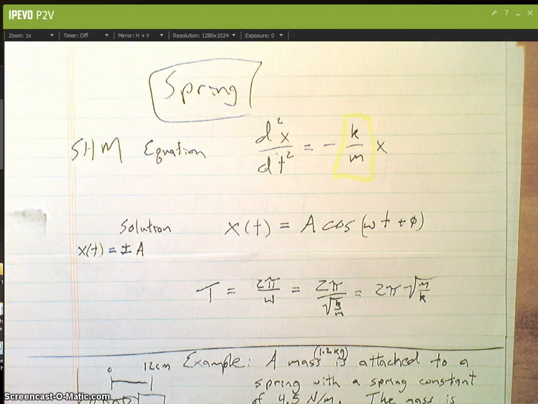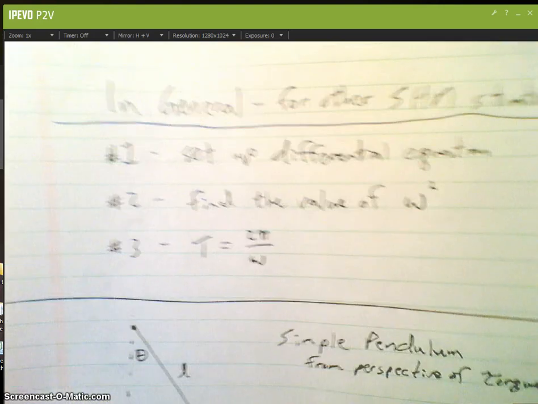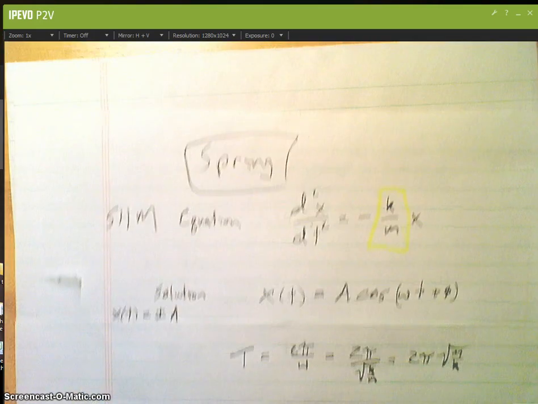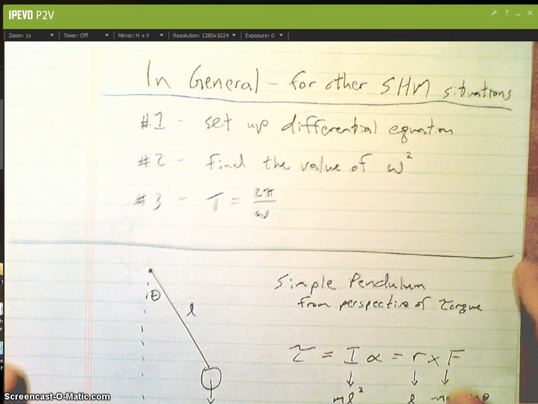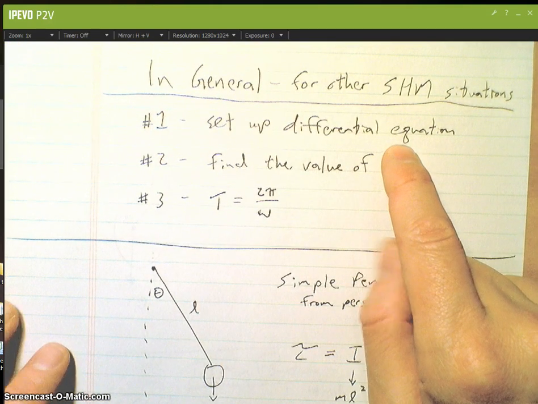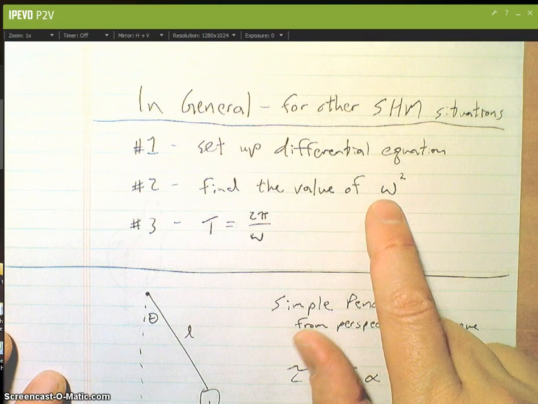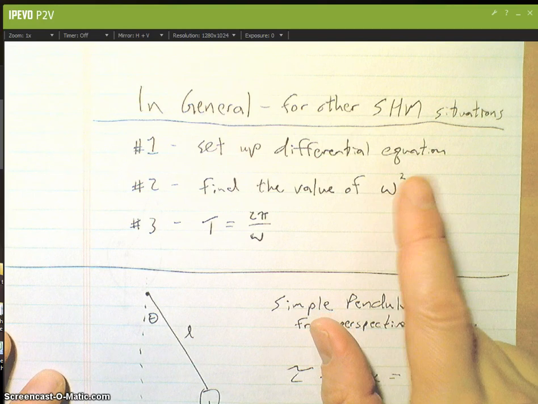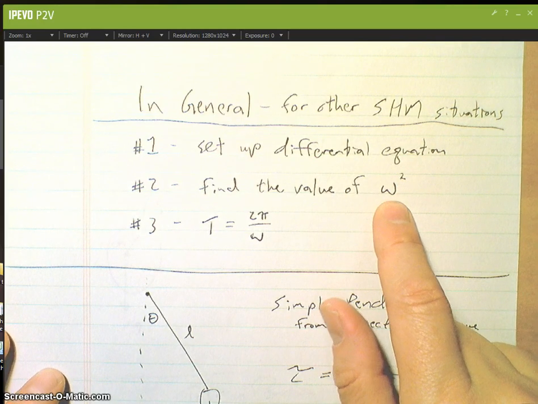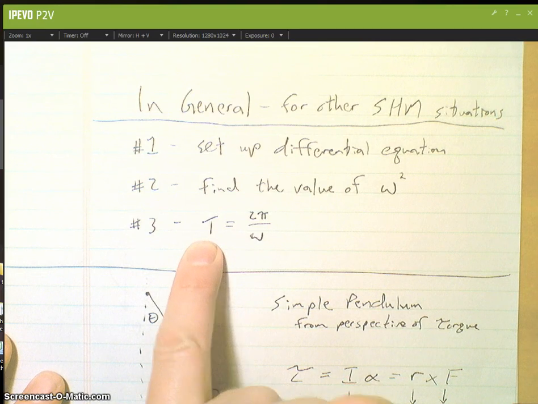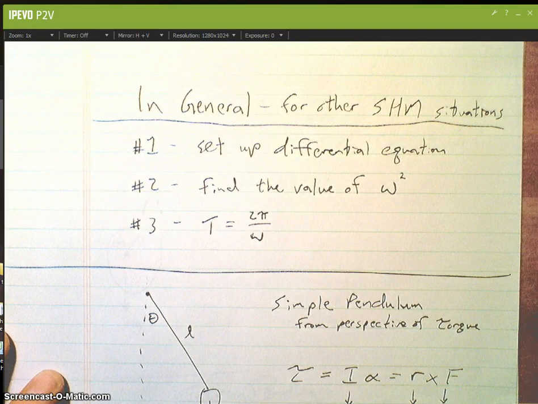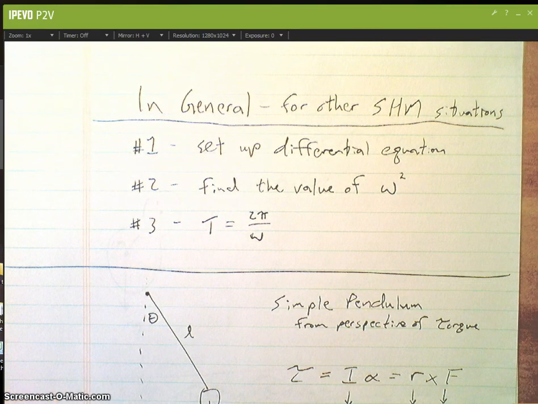A little tricky, I know. So let's do another example, and then I'll give you two to work on. In general, you want to set up your differential equation, find the value of omega squared. It's those constants in front of the x, and then set period equal to 2 pi over omega, substituting in those values that you figured out.